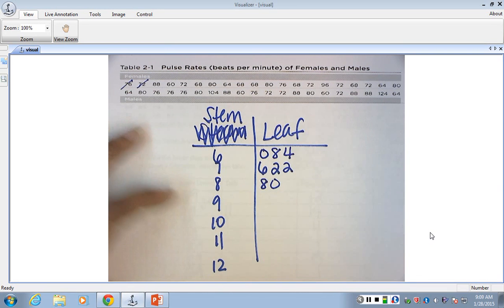You can do all of the data, of course, right? Is that okay so far? Do you see what I'm doing? Now, this is not the finished product, okay? For the finished one, you actually want to have the leaf part in order, okay? So then you would go back, all right, so that's the first one that I did.